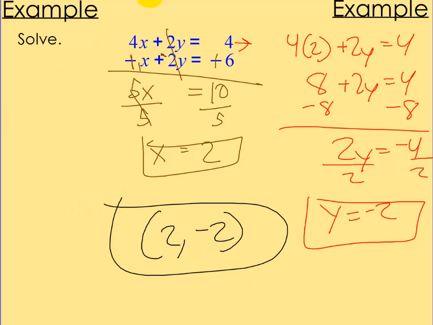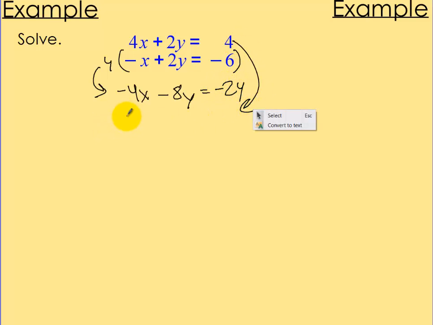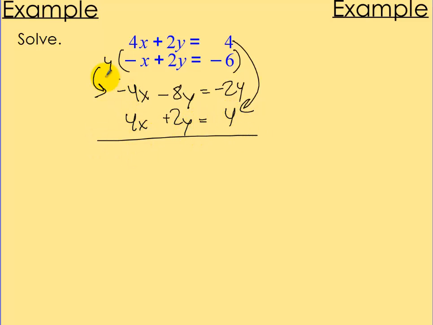Alright, now let's do that differently. What if you didn't want to eliminate this way? You could say, hey, I can multiply this bottom equation by 4 so that the x's eliminate. And you could do this, so there's more than one solution. So it's going to be negative 4x minus 8y equals negative 24. And I'm going to rewrite the top equation, 4x plus 2y equals 4. If you add those up, the x's are going to cancel. It's going to be negative 6y, and it's going to equal negative 20. That's weird.